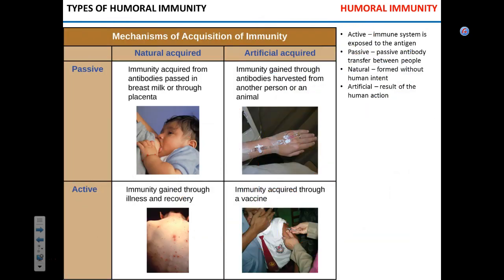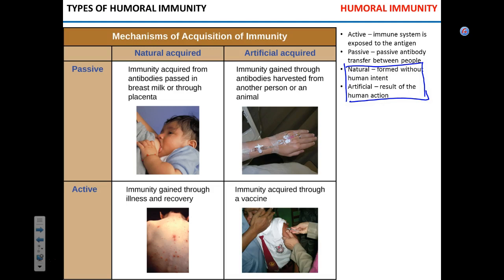Now, there are several types of humoral immunity based on human involvement and exposure to antigens. So let's talk about human involvement. Natural versus artificial. Does it need any explanation? When you get infected, okay, that's natural. When you get a vaccine, that's artificial.